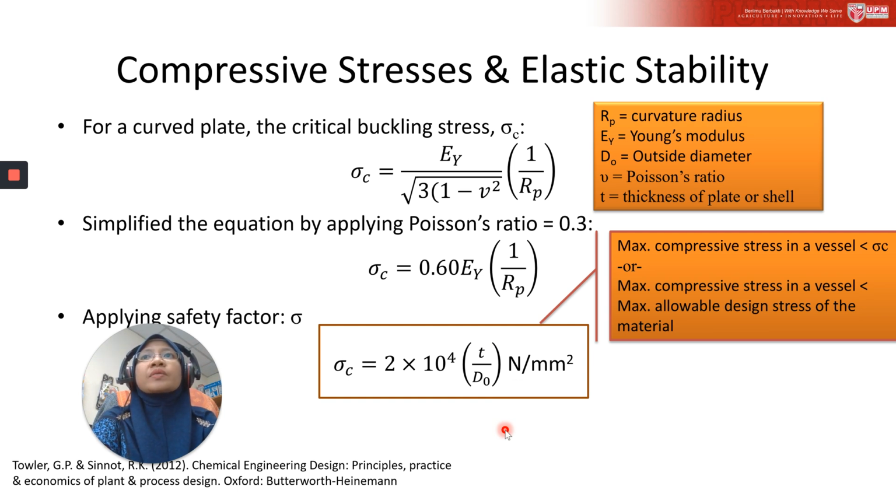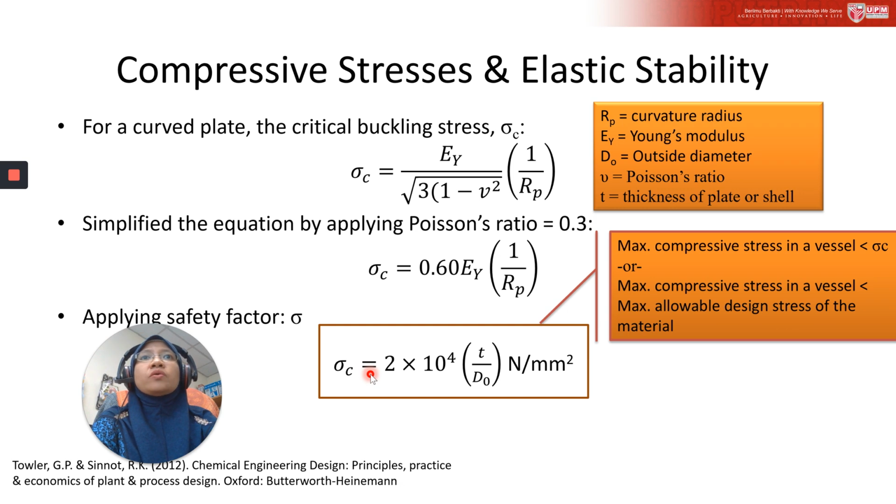A large safety factor is needed because some experimental work has shown that cylindrical vessels will buckle at values well below that given by the previous equation. So due to that, the final equation here has incorporated a safety factor, which is safe to be used.